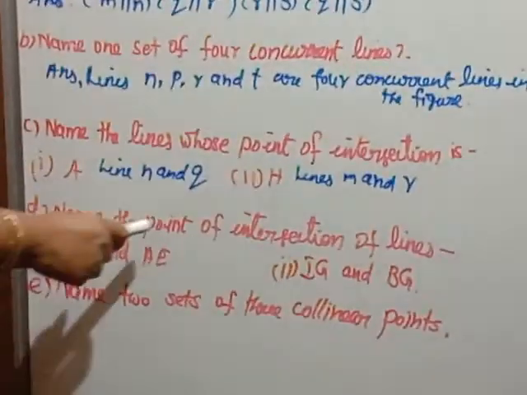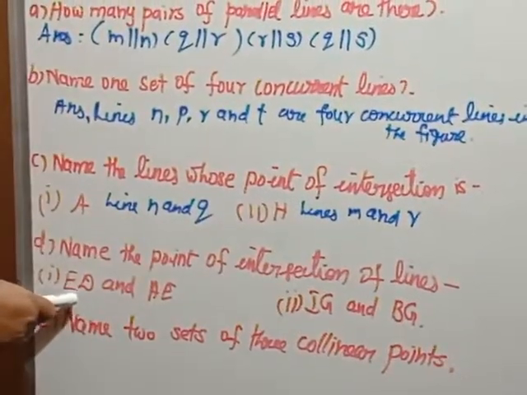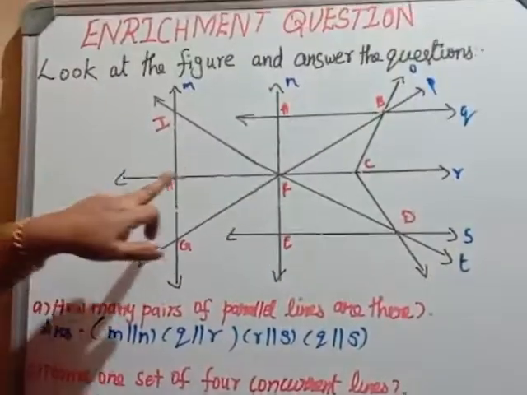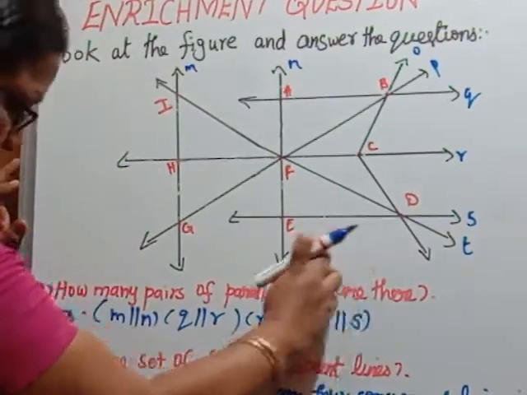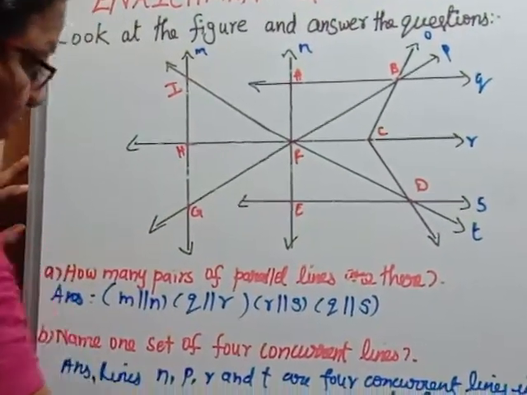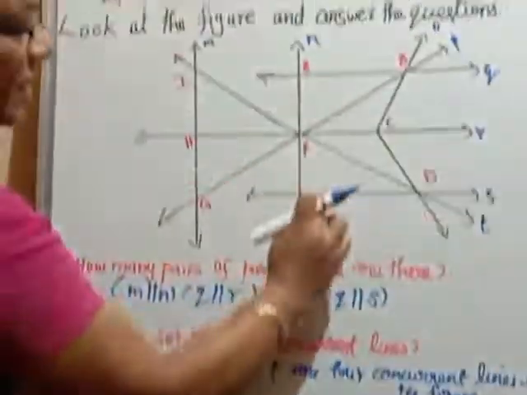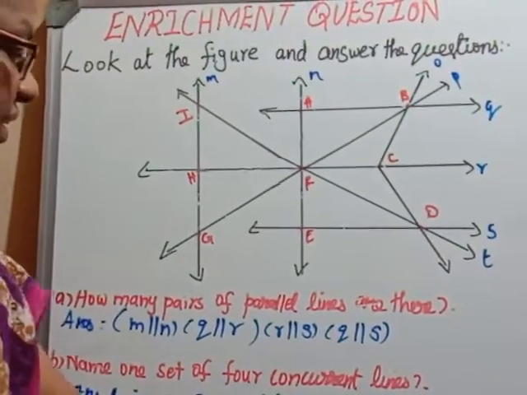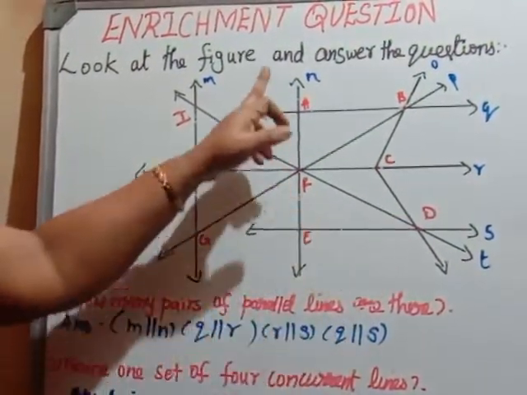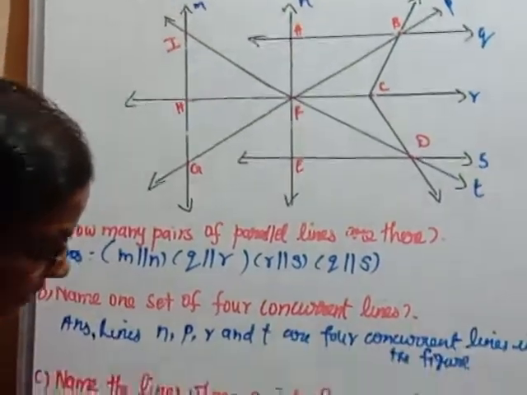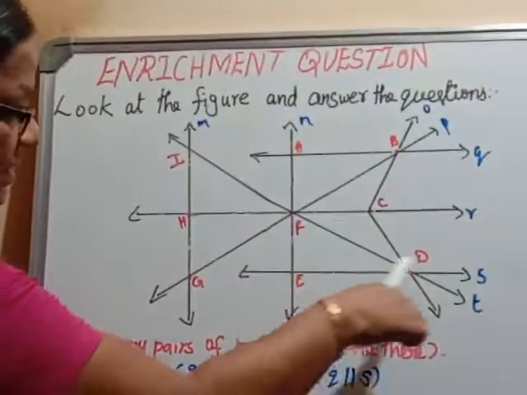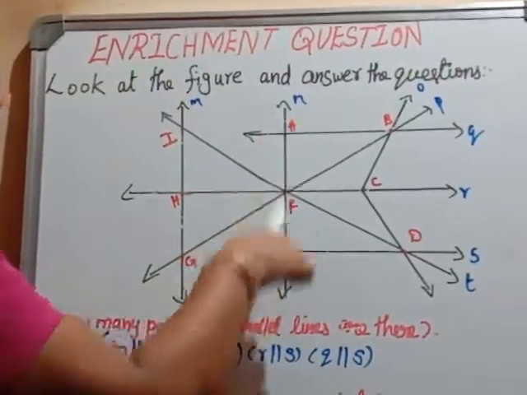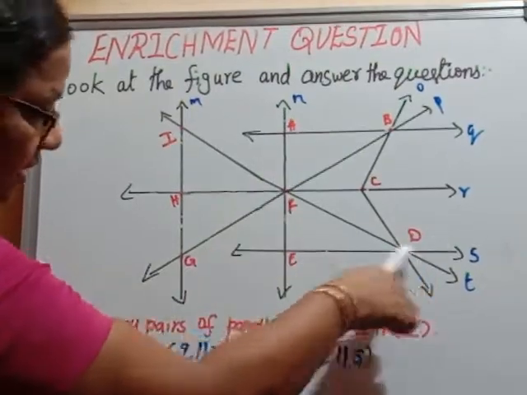Now, name the points of intersection of lines ED and AE. Here, where is ED? Name the point of intersection of lines AE and ED. Which lines are passing? N and S. That is lines N and S. Here AE, this is ED. ED, EA. This is intersecting lines N and S.